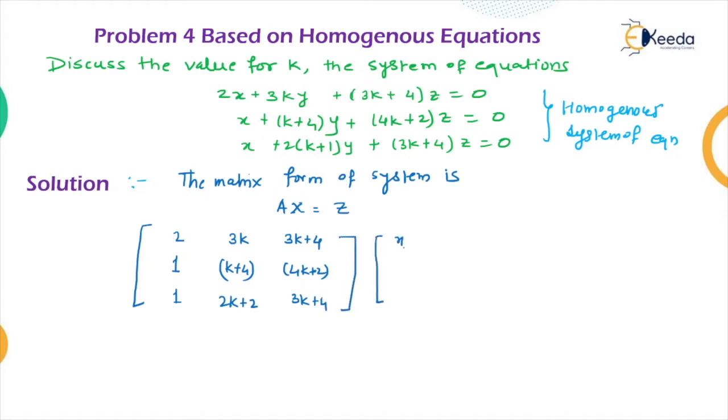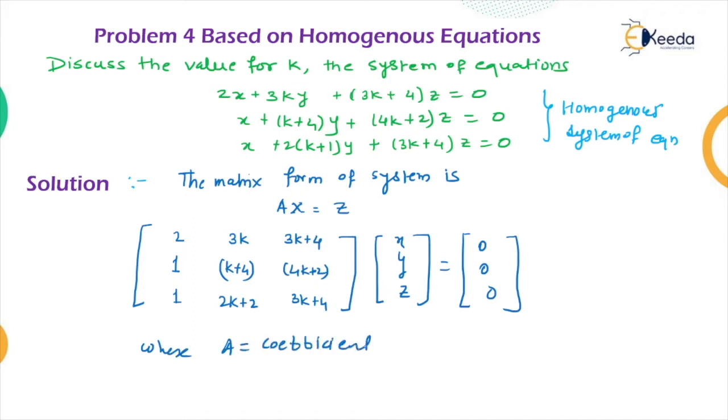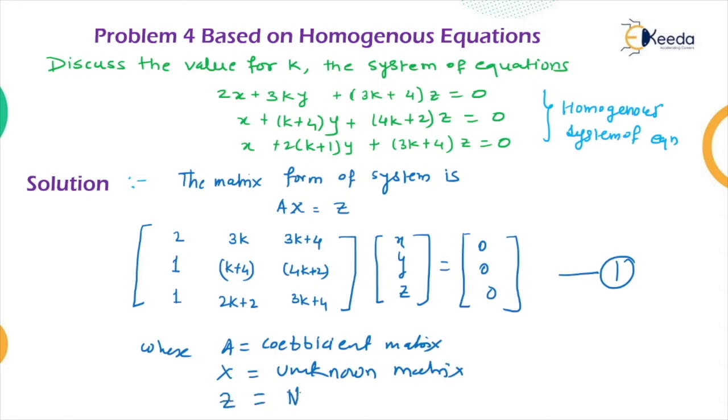The unknown matrix I am writing here is x, y and z, because there are 3 unknowns, and this is equal to the right-hand side matrix, that is 0, 0, 0. Where A is called the coefficient matrix, for reference equation number 1, X is called the unknown matrix and O is called the null matrix.